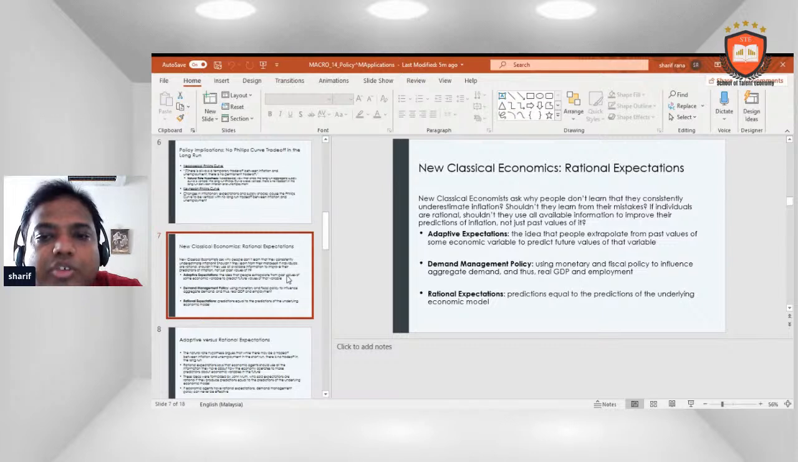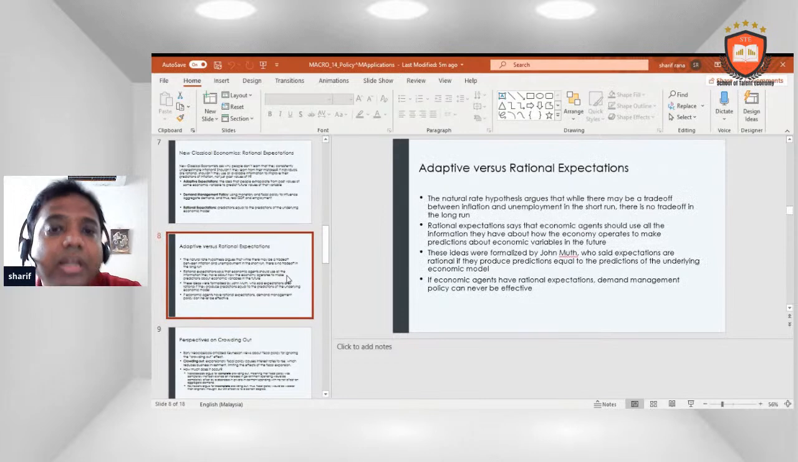Demand management policy: using monetary and fiscal policy to influence aggregate demand and thus real GDP and unemployment. Rational expectations: predictions equal the predictions of the underlying economic model. The natural rate hypothesis argues that while there may be a trade-off between inflation and unemployment in the short run, there is no trade-off in the long run.